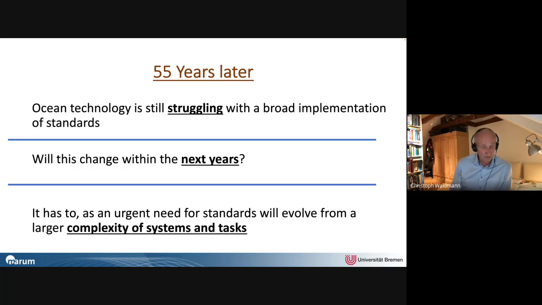And the question is, will this change within the next years? I think one can be optimistic, and that has something to do with the complexity of the system parts that are addressed, for example, Ocean Networks Canada. I think there's a real need to think more about standard operating procedures, standards, and best practices, and that is already a topic that people are thinking about.